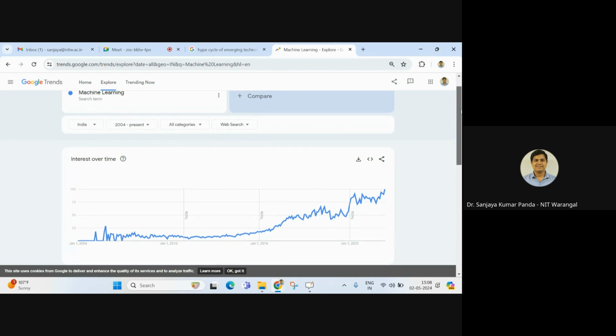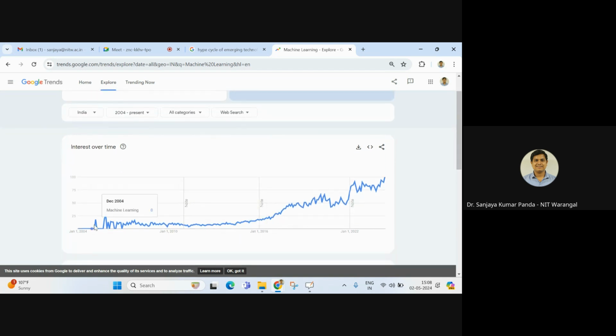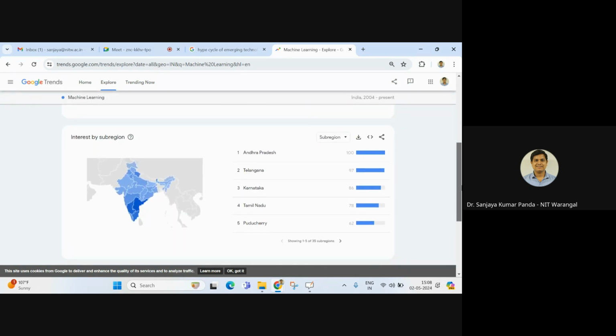Like in the India context, if you look, this is the source query status. You can see the peak is reached in March, April 2024, I think. Similarly, you can see in which state the maximum source queries are generated. Andhra Pradesh is in the top position, followed by Telangana, Karnataka, Tamil Nadu, and Puducherry. They are in the top five list for this particular search query.